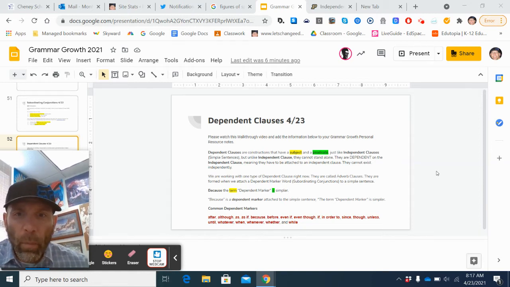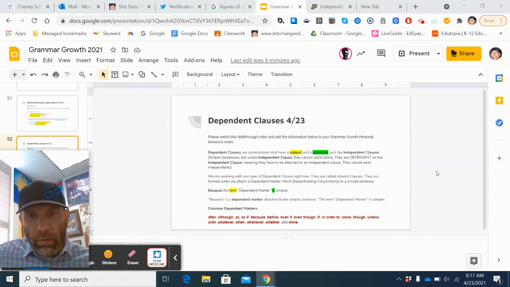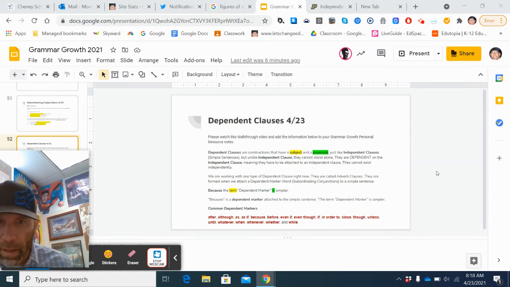And so what we want you to understand about dependent clauses is this: they're constructions that have a subject and a predicate, just like an independent clause, all right, or a simple sentence. But unlike an independent clause, they can't stand alone. They are dependent upon the independent clause, all right, which means they have to be attached to that independent clause. They cannot exist independently, thus the terms dependent versus independent, okay?